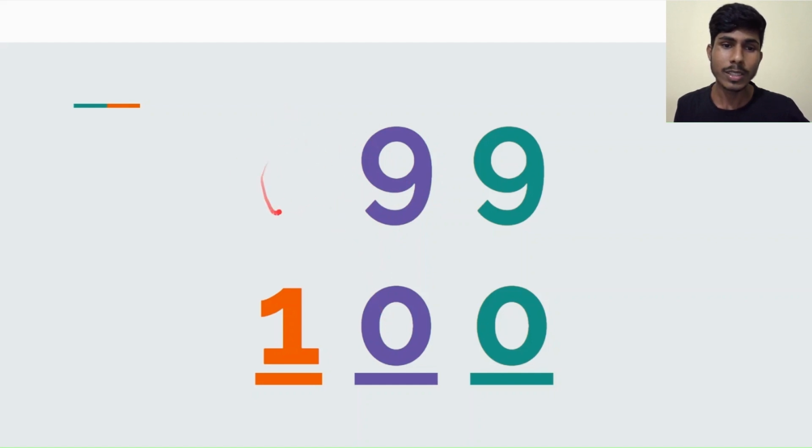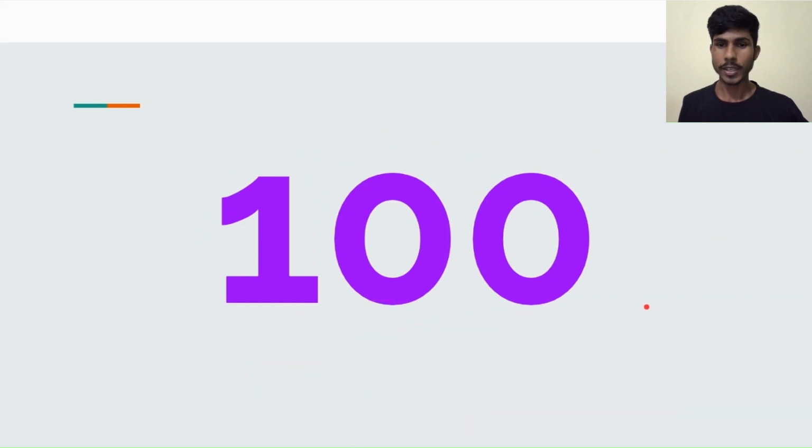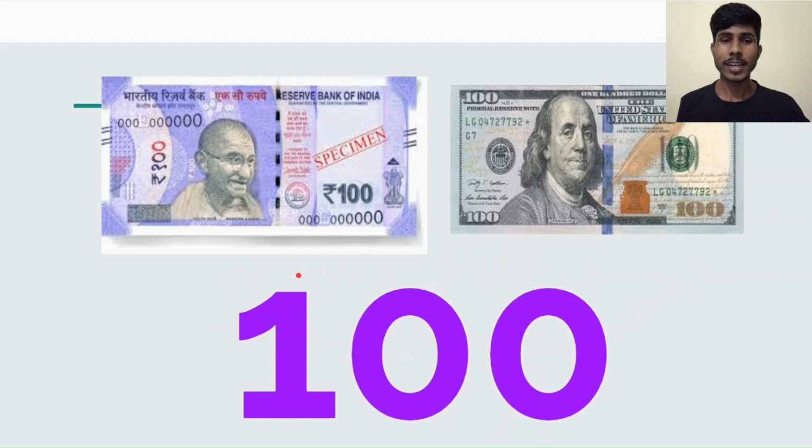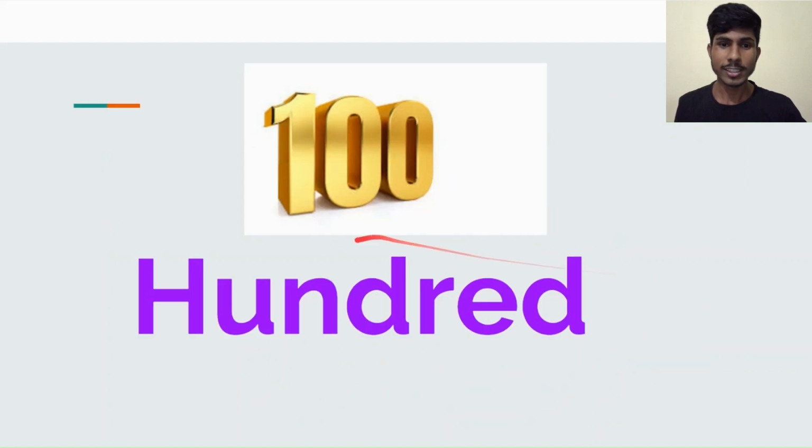If there is nothing, that means you have 0 here. So you will make this 0 to 1. So you will get 100. That is 100. This is how 100 looks like. So 100 is like having 100 rupees or having $100. This is number 100.